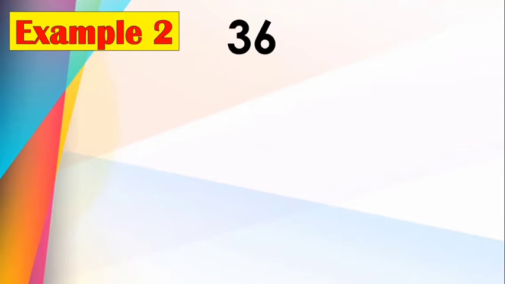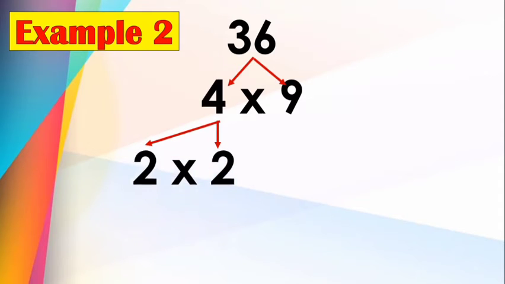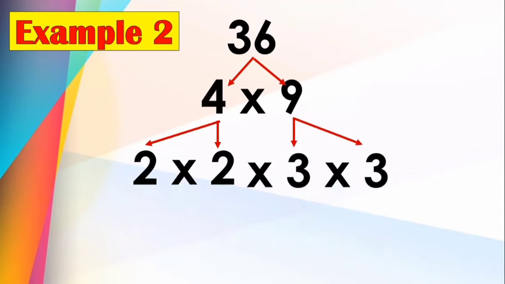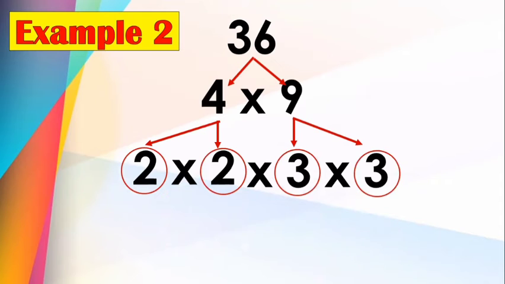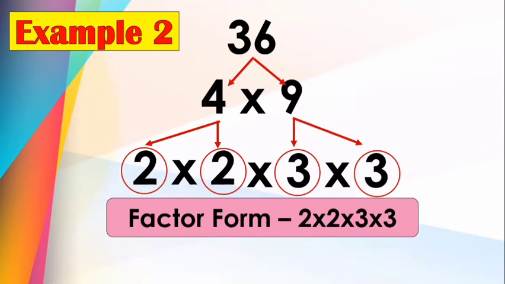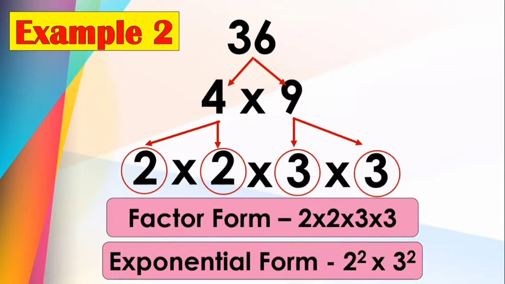Let's show the prime factorization of 36 using the factor tree method. We have 36, which is 4 times 9. 4 is a composite number; let's express it as 2 times 2. 9 is a composite number; the factors are 3 times 3. So 2 and 3 are prime numbers. The factor form of 36 is 2 times 2 times 3 times 3, and the exponential form is 2 squared times 3 squared.